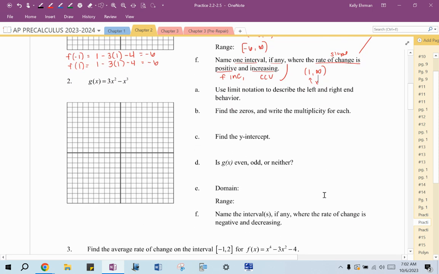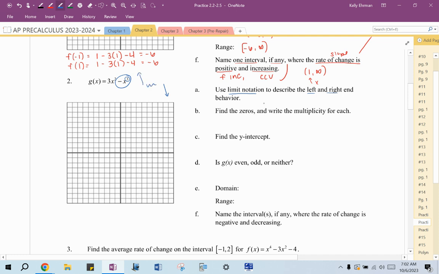All right, second graph. Note that the x cubed is the second term. It's not always the first term that has the highest degree. Use limit notation again to describe the left and right end behavior. So this graph has a negative leading coefficient, which means the right side goes down. It has an odd exponent, which means the left side goes up.